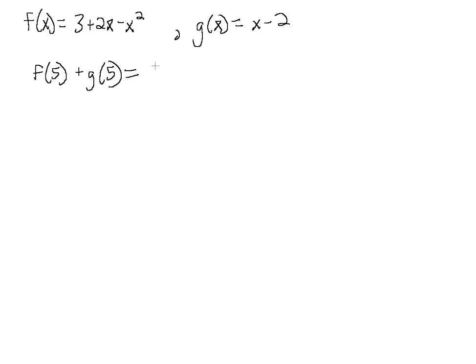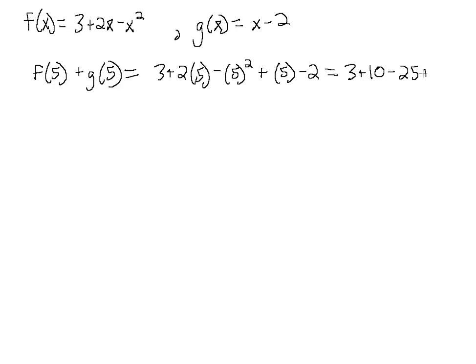So f of 5 gives us 3 plus 2 times x, which is 5, minus x squared, which is minus 5 squared, plus g of 5, which is x, just 5, minus 2. All right, and all we have to do is just evaluate this all together. So we have 3 plus 2 times 5 is 10, minus 5 squared is 25, plus 5 minus 2.